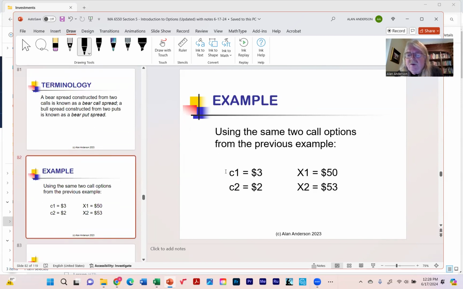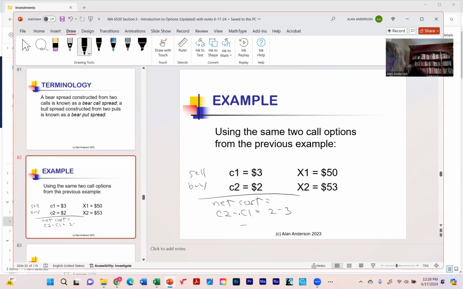So again, we have the same two options. We're just reversing which one we buy and which one we're selling. So now we sell this one and buy this one. Now, if you notice, that means the net cost of this position is negative $1. That means, in other words, you're actually putting $1 in your pocket to set up this position. So if both options finish out of the money, you just keep the $1.